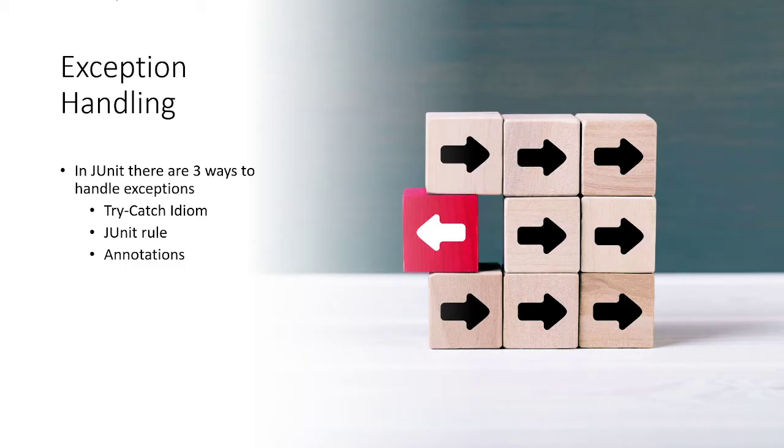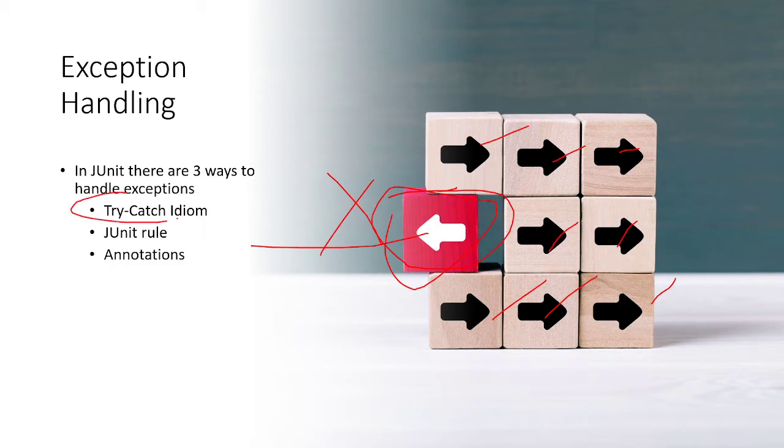So let's talk about exception handling. We have a couple of things when it comes to exception handling in JUnit. There are 3 ways to handle an exception. Like, let's say we have this exception right here. Everything else is perfect, it's facing the right way, and this one is facing this way, and that's a no. We don't want that. So in JUnit, there are 3 ways to handle exceptions: the try and catch idiom, the JUnit rule, and annotations.